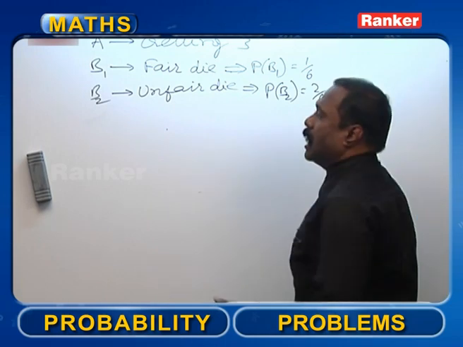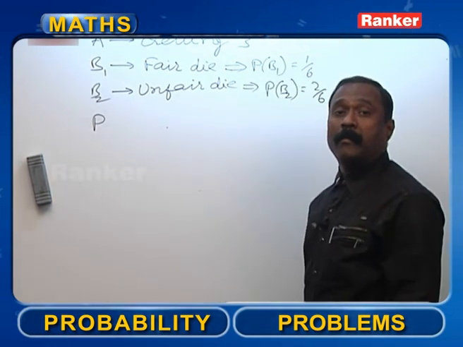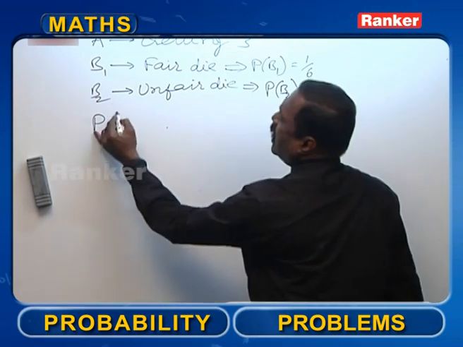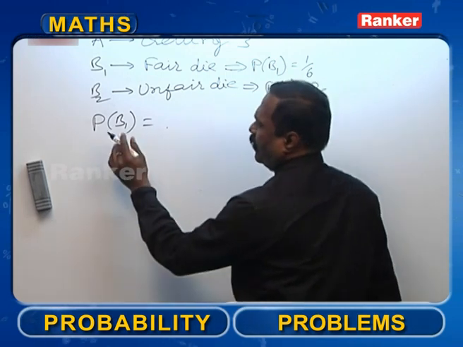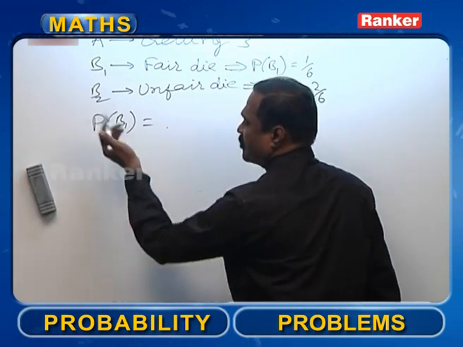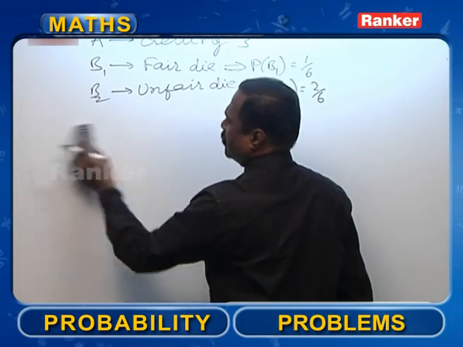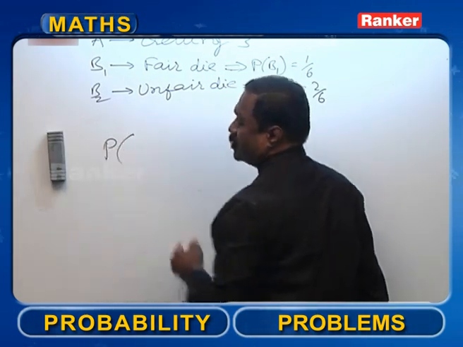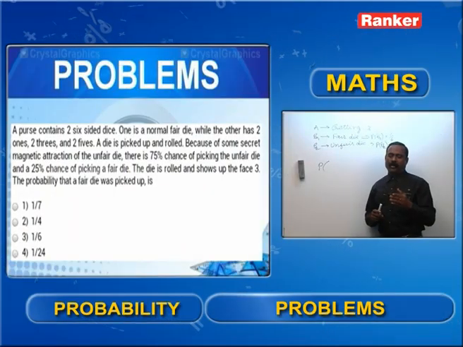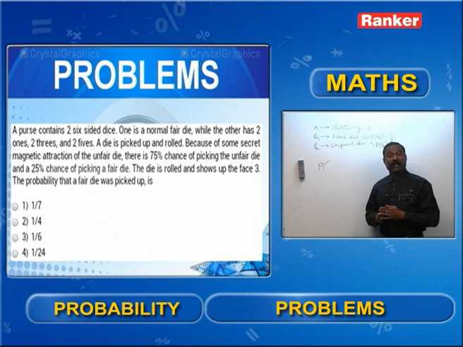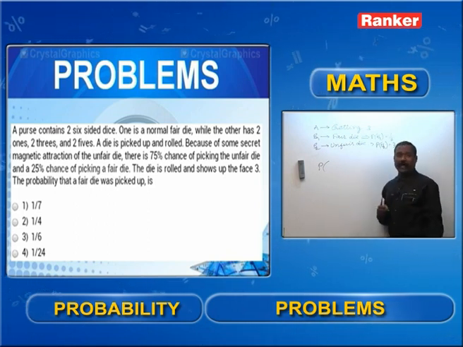Now, what is the probability of picking up the first die? It is P of B1. What is the probability of picking up the second die? Second die is 3 by 4. Understand that first. Now, let us write what is required in the problem. The die is rolled and it shows up 3. It is given that it has just shown up 3.